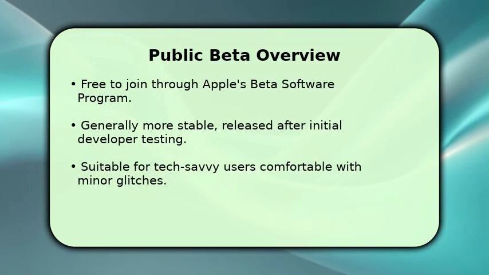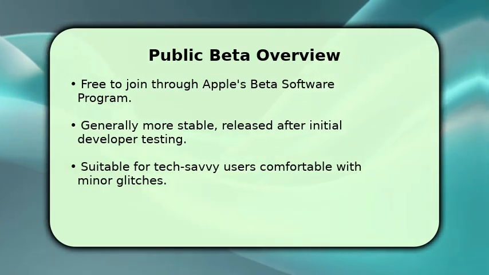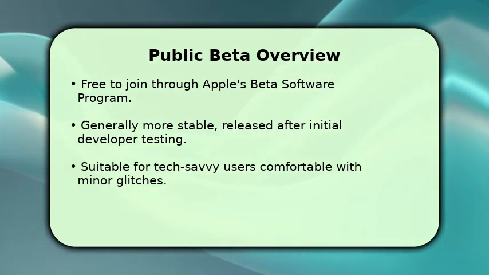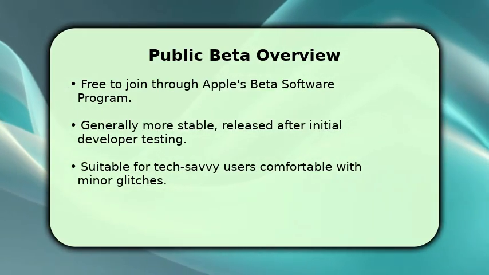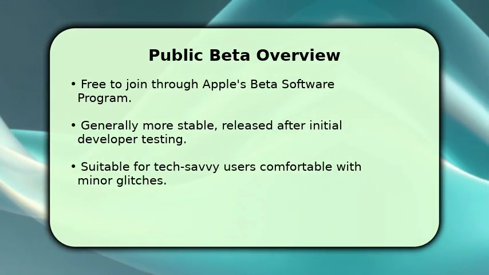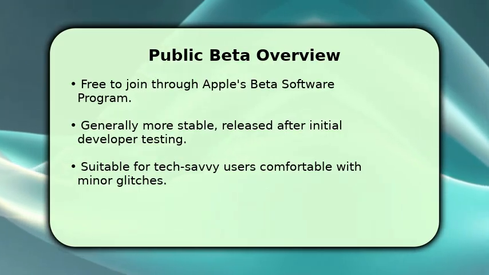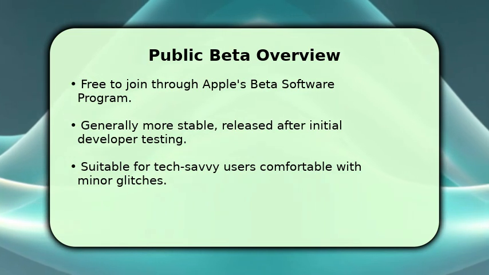The public beta program is open to anyone who wishes to participate, free of charge. These versions are released after the developer betas have undergone initial testing, making them generally more stable. While still pre-release software, they are usually more polished and suitable for everyday use, though occasional issues can still arise.